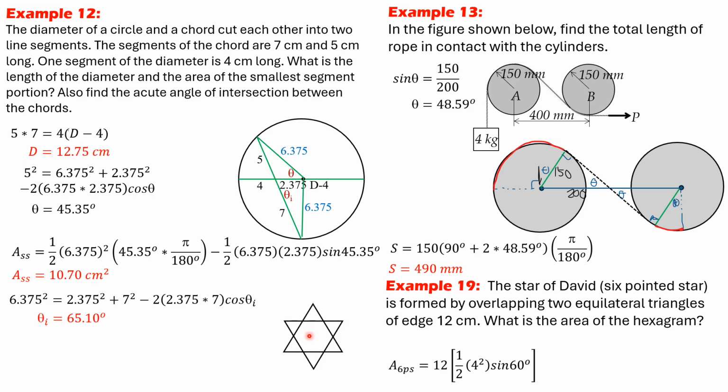Inside, we can form 6 equilateral triangles. So all in all, we have 12 equilateral triangles of side 4. So 12 times the area of one equilateral triangle, 1/2 the product of adjacent sides, 4 sine of this angle, 60 degrees. So the area of the six-pointed star, or hexagram, is 48 square root of 3, or 83.14 square centimeters.